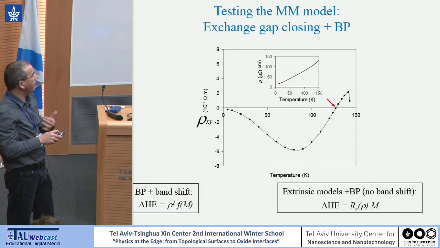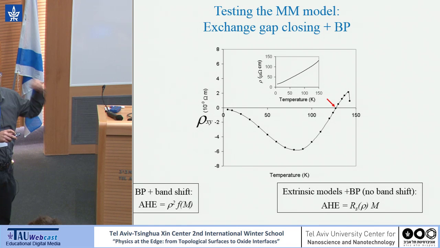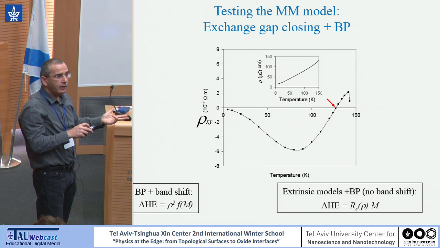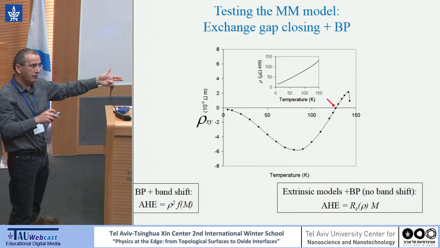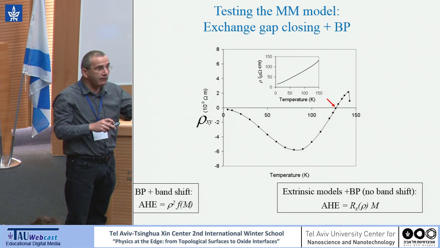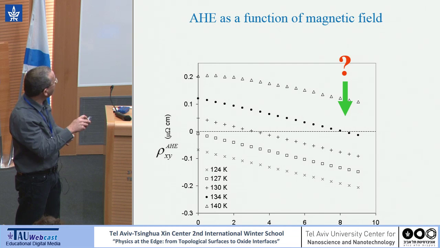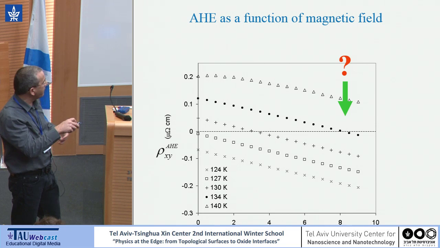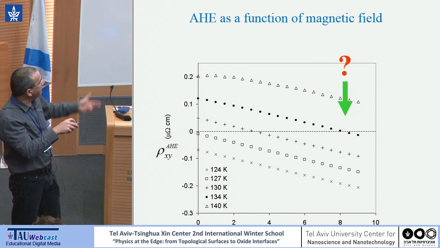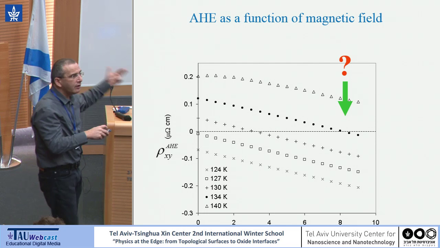To probe this scenario, we acted as follows. You can reach this point of resistivity and magnetization by doing experiments at higher temperatures. At higher temperatures, you are at higher resistivities and a lower magnetization. And by applying a magnetic field, you can both decrease the resistivity and increase the magnetization. So we start at higher points. This is the anomalous Hall effect rho xy, starting at different temperatures above the temperature at which it vanishes, which is 127. By applying a magnetic field, you can decrease the anomalous Hall effect until you see it vanish.